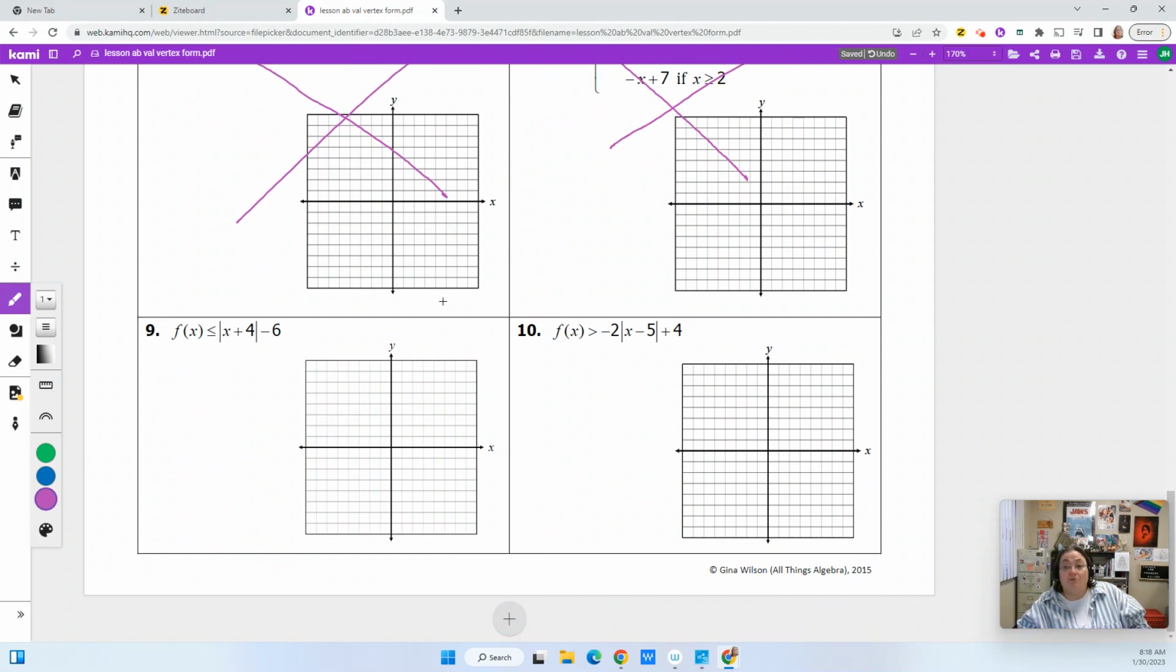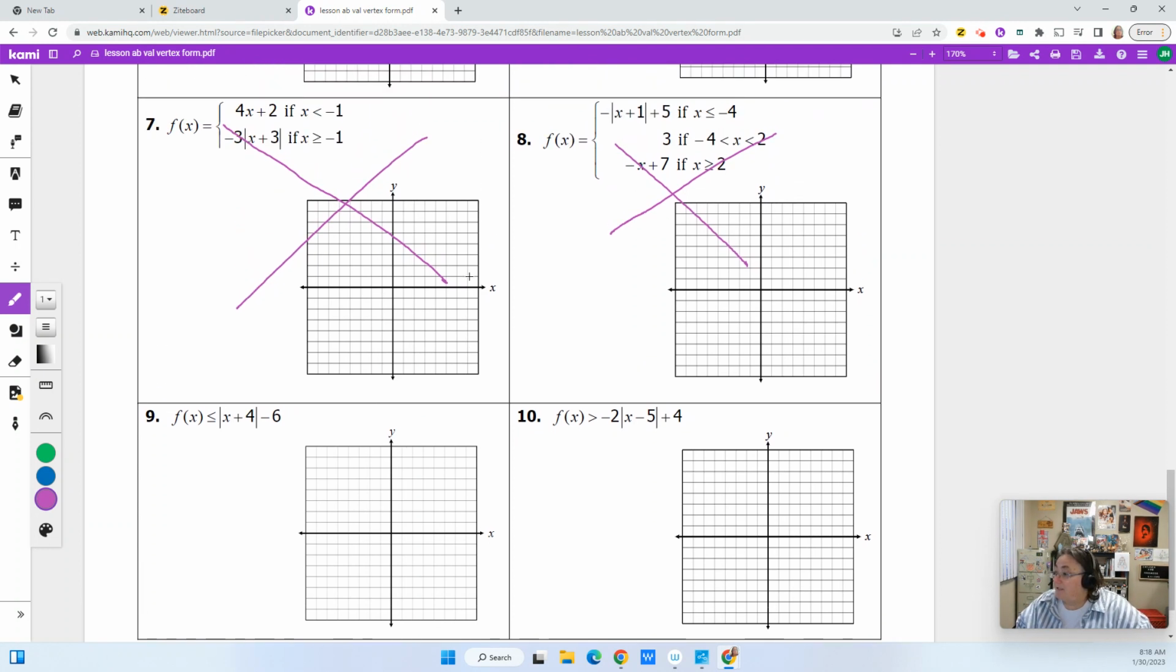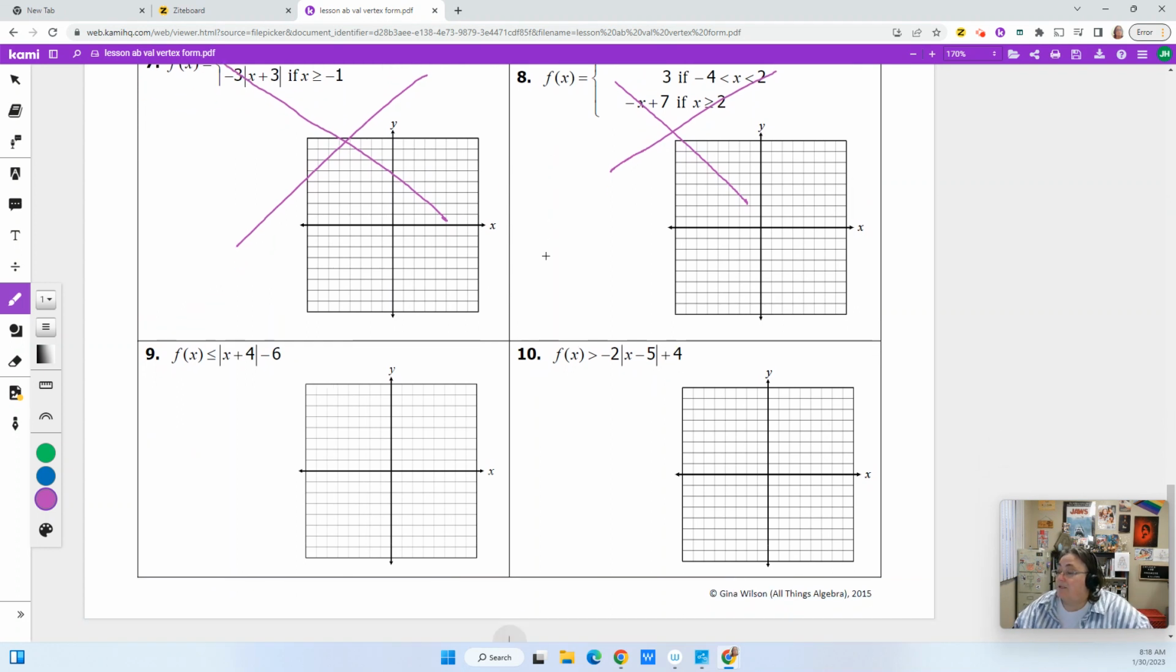This one I am going to do because we actually didn't go over the absolute inequalities, and I just want to show you how they differ. I'm going to do number 9, but I'll skip number 10 so you guys can do the same, but we'll point out the vertex, but we won't do the graph. So if we look at this problem right here, we see that it is less than or equal to.